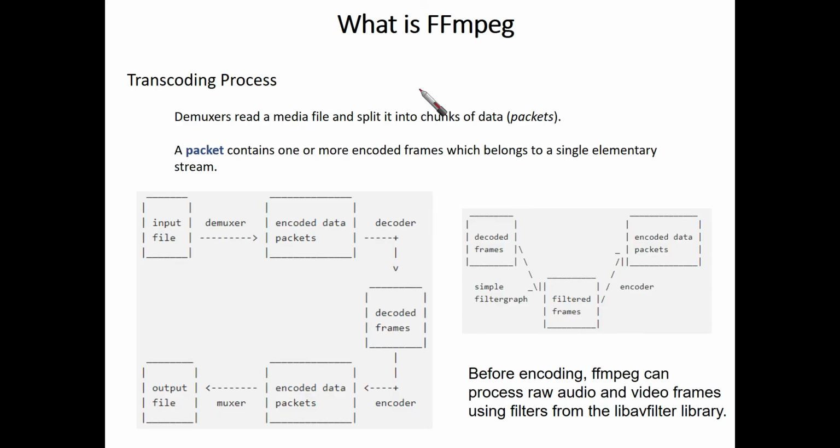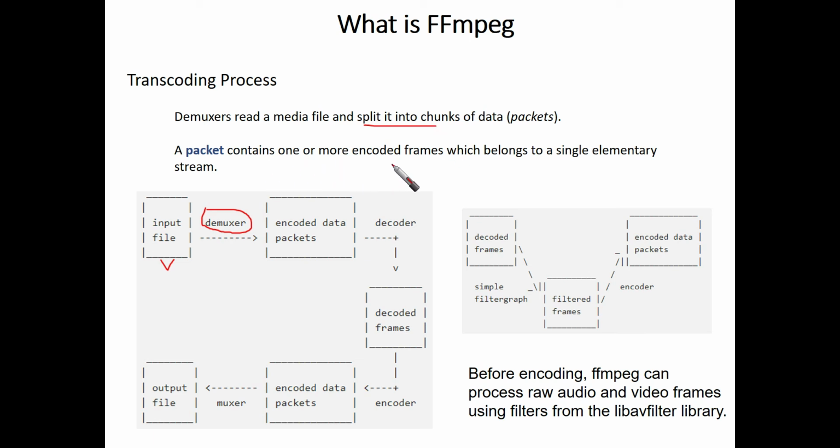Now let's talk about how the ffmpeg transcoding process works. You can think of it as taking one input file, doing something on that input file, and producing one output file. That's the idea of the transcoding process in ffmpeg. So the very first thing is that we have an input file, and we pass this input file through something called a demuxer. This demuxer reads the media file, your audio file or video file, and splits it into some chunks of data, or we say some packets.